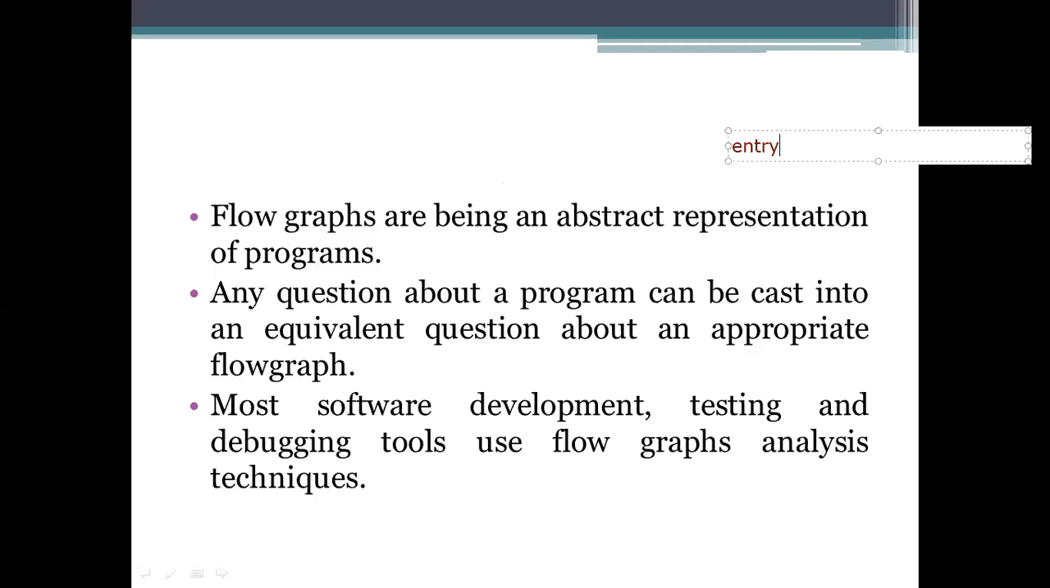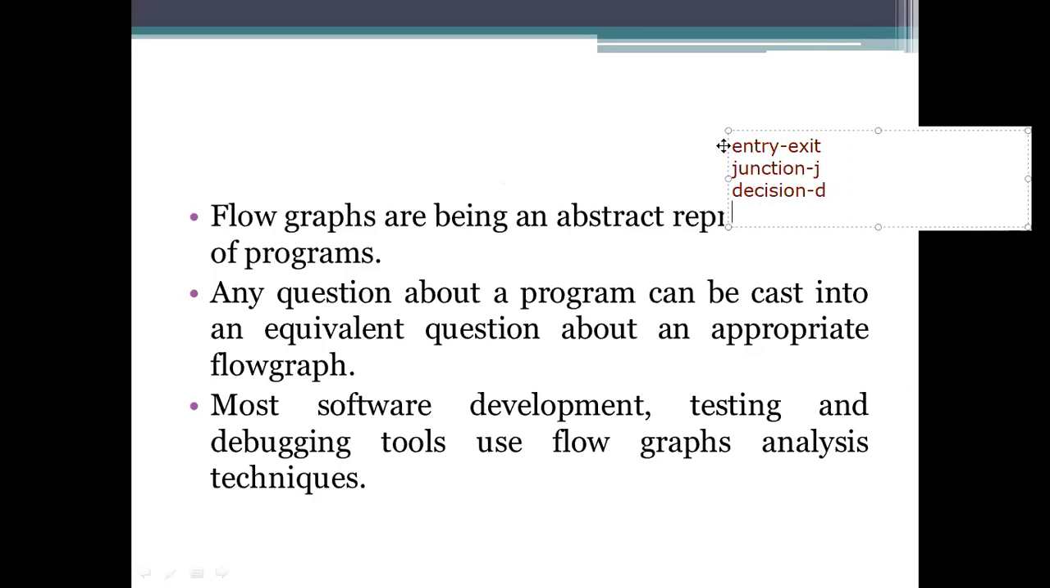entry to exit, or it can be from junction to junction, or from decision to decision, or you can use entry to junction or entry to decision. So likewise, you have multiple varieties of choosing the path to test whether it is executing or not.